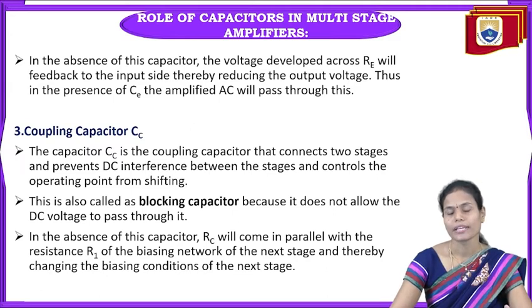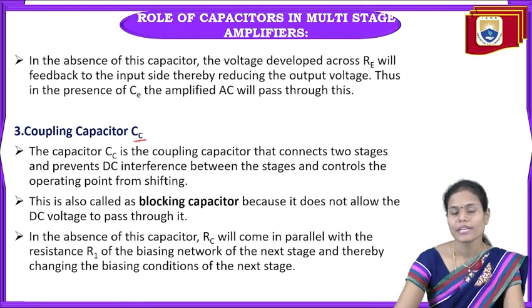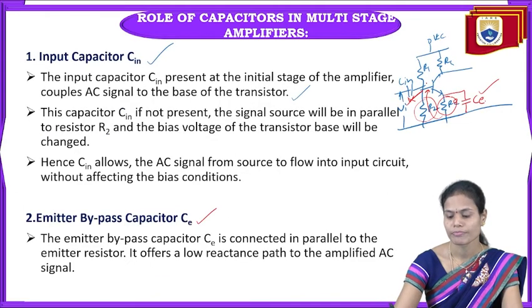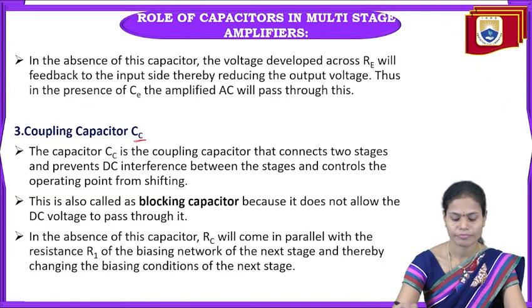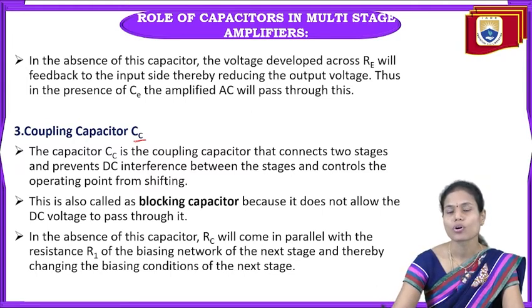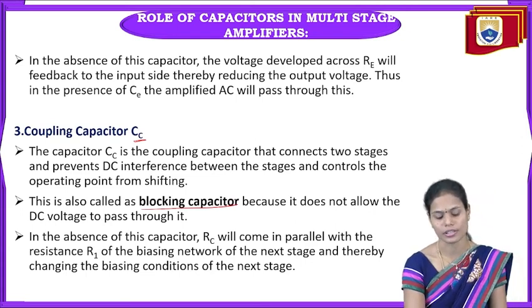And the next coupling capacitor is the CC, the collector capacitor. The basic function of this coupling capacitor is that it connects the two stages, that is, the output of the first stage to the input of the next stage. Also, it will isolate any DC interference between the two stages, and it is also called a blocking capacitor because it is not allowing the DC signals.